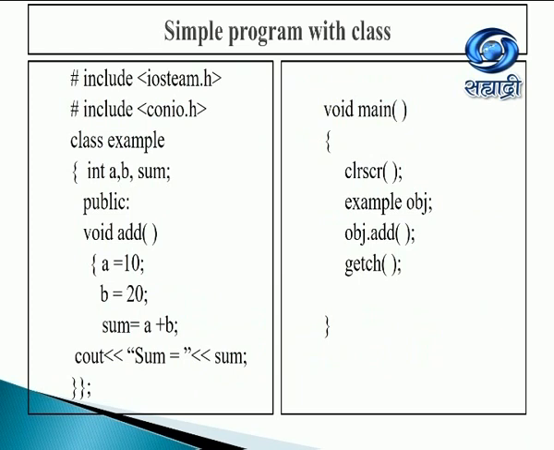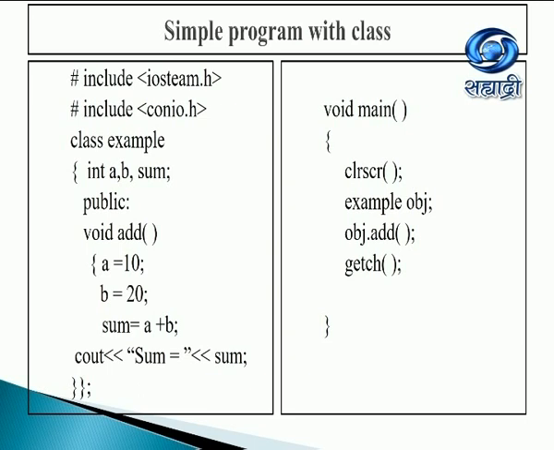Simple, I've taken a small program with a class. As I said, #include iostream and conio.h at the top always as they are. Class, I've taken an example. I've taken 3 data members here. As I said, data members are all the integers and the floats and the characters that you have. So I have 3 integers, a, b, and sum. In the public section, I have a function which is add, and here what I've done is a is 10, b is 20, and sum is equal to a plus b, which will be 30, and then I print that sum. In void main, what I've done is example obj.